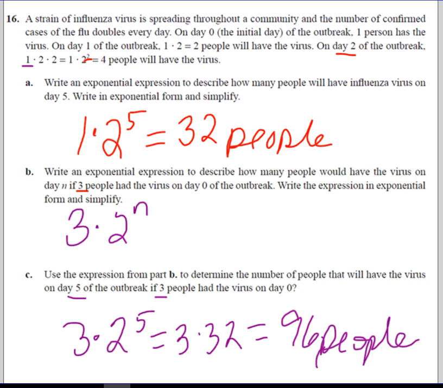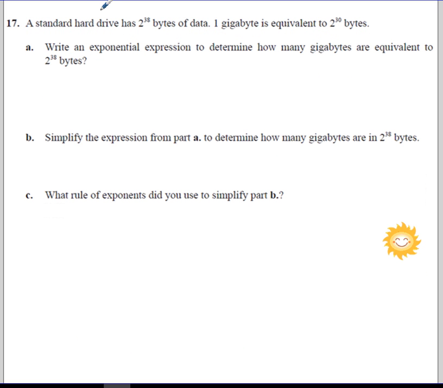And our last story problem to go with this lesson, a standard hard drive has 2 to the 38th power bytes of data, and a gigabyte is equivalent to 2 to the 30th power bytes. And so write an exponential expression to determine how many gigabytes are equivalent to 2 to the 38th bytes.